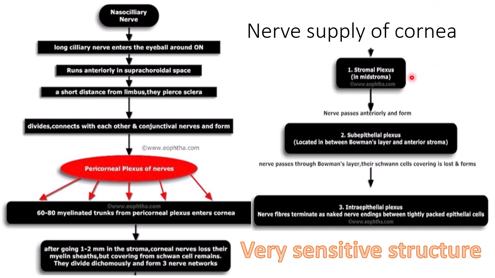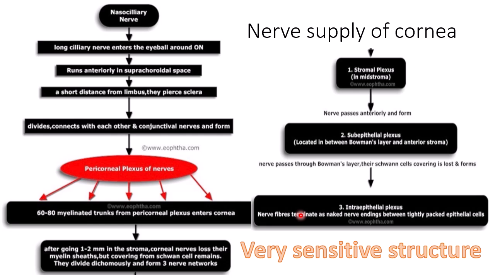What are these three plexus? The first is in the midstroma, or the stromal plexus, consisting of unmyelinated nerves. From the stroma, these nerves pass anteriorly and form another plexus below the epithelium, the subepithelial plexus. And finally, they move from between the epithelial cells to form the intraepithelial plexus. And by now, they have lost the Schwann cell coverings also. So, the intraepithelial plexus consists of naked nerve endings or naked nerve terminals.